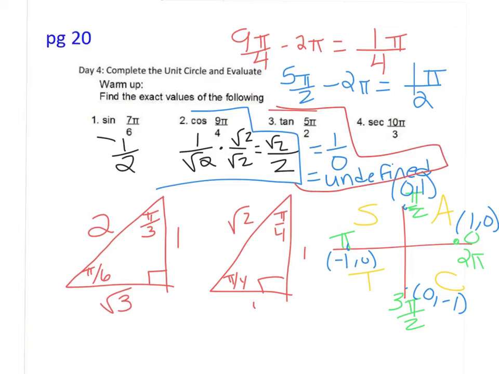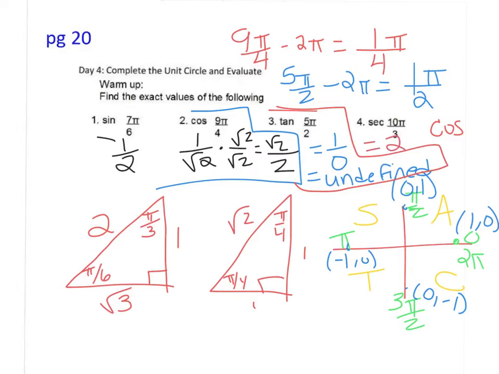All right, and lastly, secant of 10 pi over 3. So I'm going to think this is the reciprocal of cosine. So I need to know cosine of pi over 3. This denominator tells me my reference angle. Here's the pi over 3. So cosine is adjacent over hypotenuse. So the reciprocal is hypotenuse over adjacent. So that's going to give me 2 as an answer.